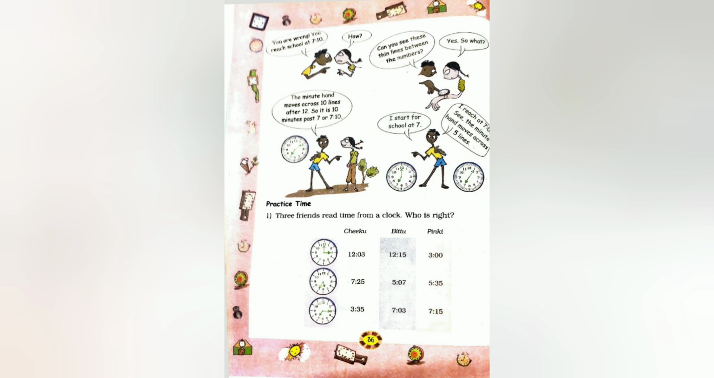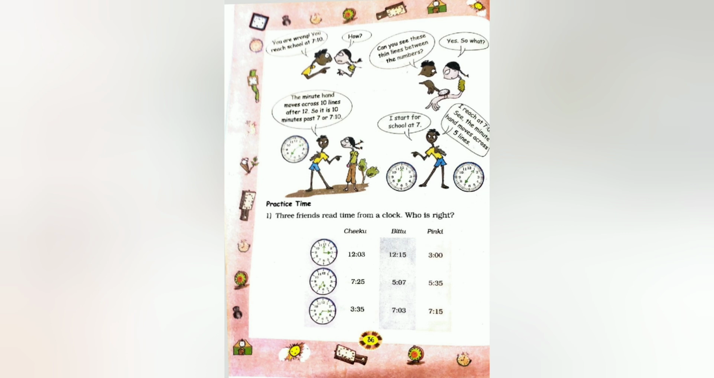He said, I start school at 7 and I reach at 7 hours 5 minutes. See, the minute hand moves across 5 lines. Can you see minute lines? Between 12 and 1, there are how many lines? 5 lines. So, 5 minutes. Okay. Now, let us see practice time.